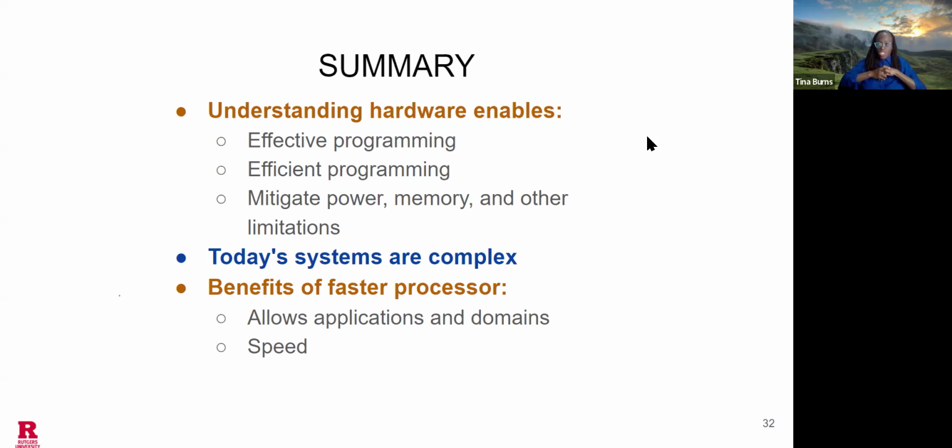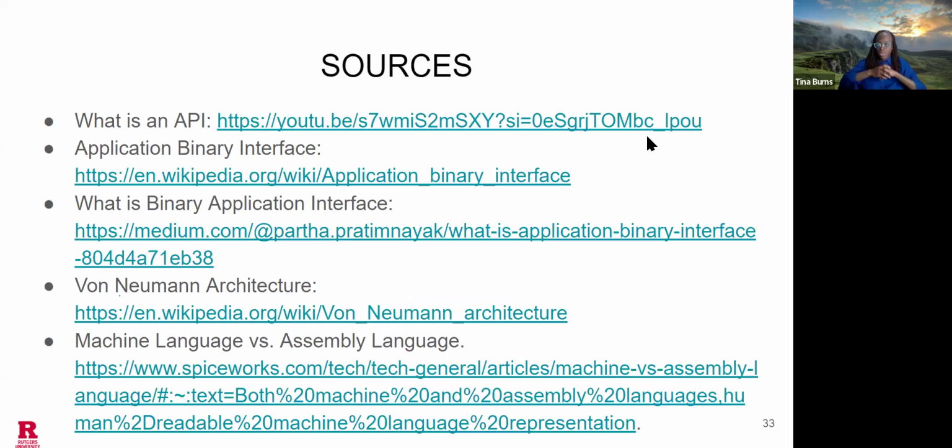As we look at processors, right, we talked about Amdahl's law, right? The faster your processor is, the more you're able to do in a certain amount of time. It also allows applications and multiple applications and domains to be run, and a faster processor will allow you to have more speed in whatever applications or tasks you want to run.